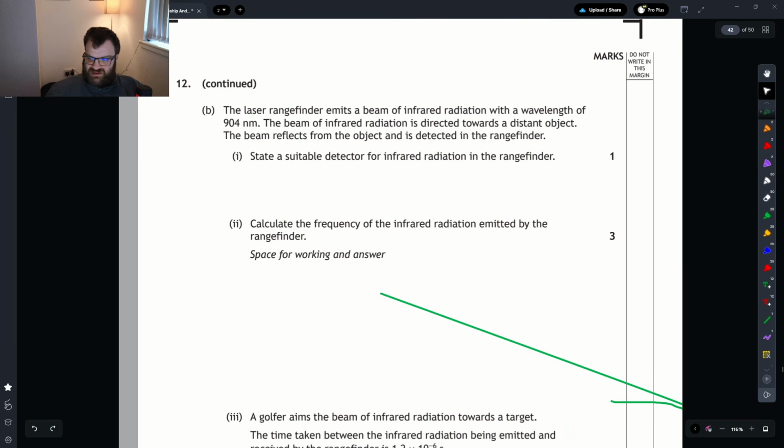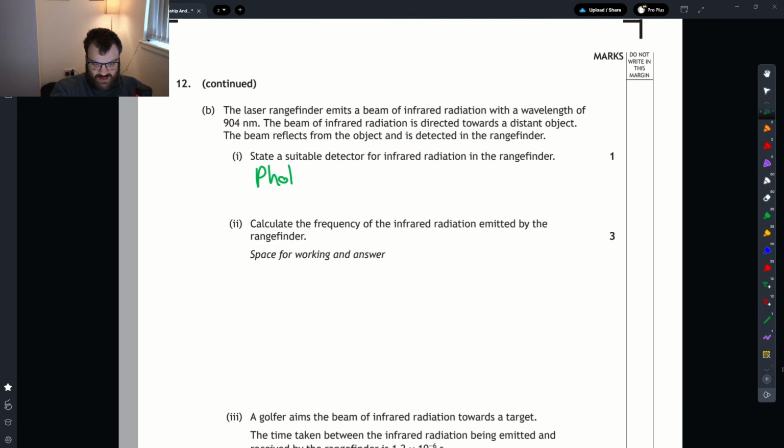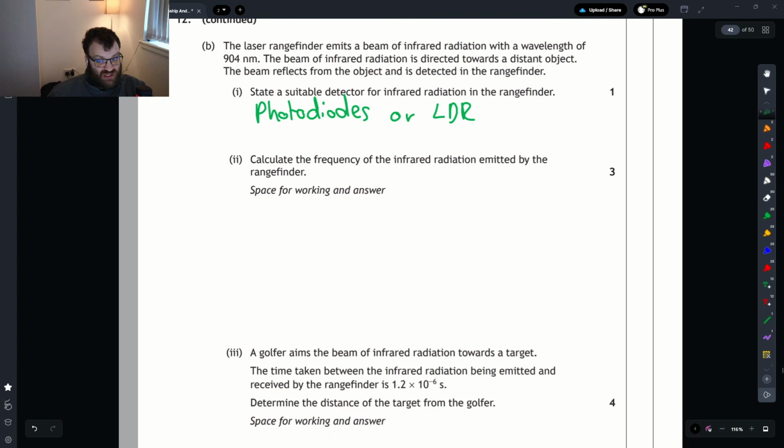Infrared radiation detector and a rangefinder. What could we use for that? Well, you have photodiodes. Another option would be a light-dependent resistor that would pick up on how much infrared radiation was coming towards it.